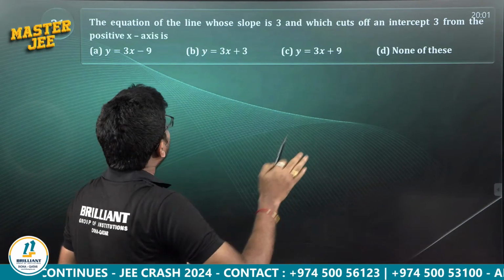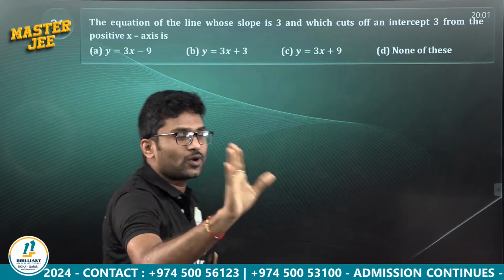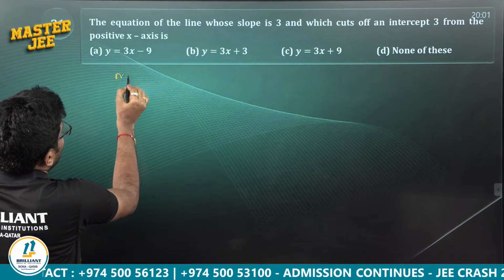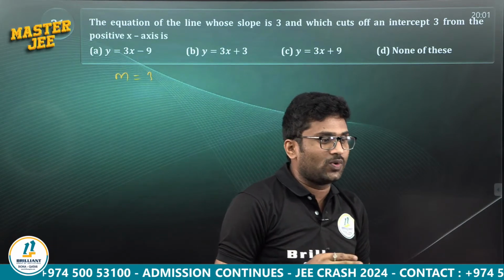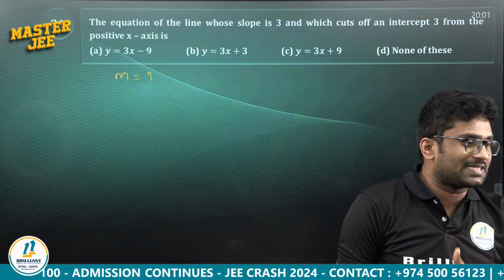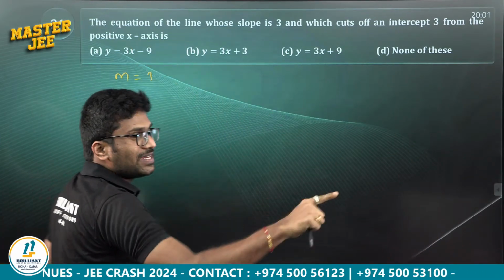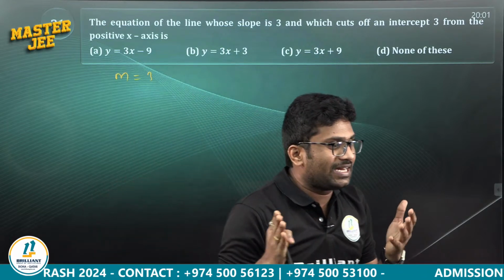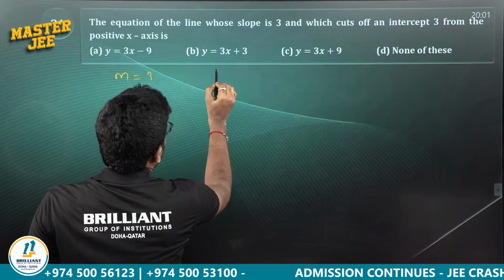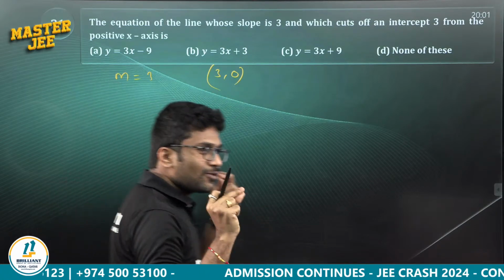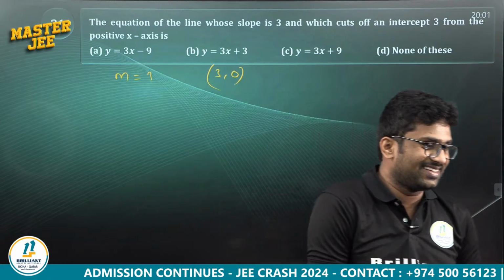So coming to the first question, we'll start the session guys. The equation of line whose slope is 3, so they have given m equals 3, and cuts off an intercept 3 on the positive x-axis. Positive x-axis means it is going to intersect the x-axis at which point? 3, 0. That's it. Slope we know, point we know, slope point form. Trust me, this is a JEE question.